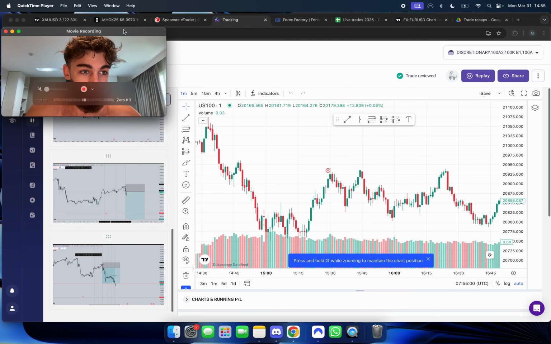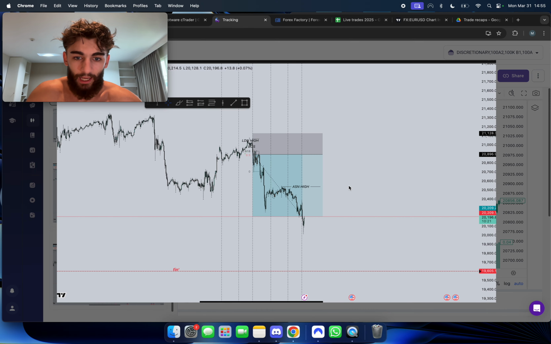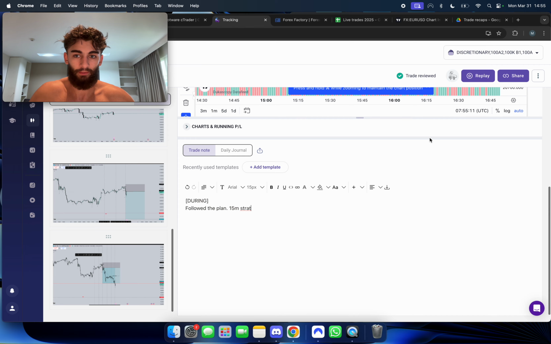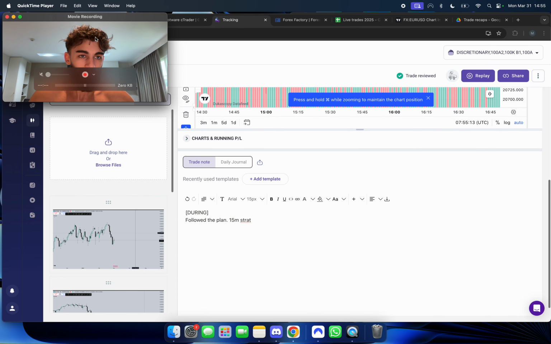I might have to move this camera again. There we go. And then as you can see, boom, sweet, took out those lows on this side of the chart, which gave us a nice 3R. What did we say? Followed the plan, 15-minute strat, trade reviewed. Let's get straight into the next one.